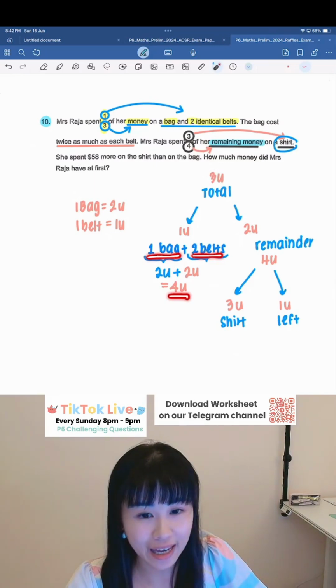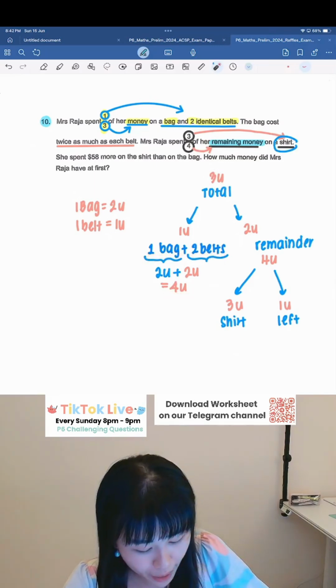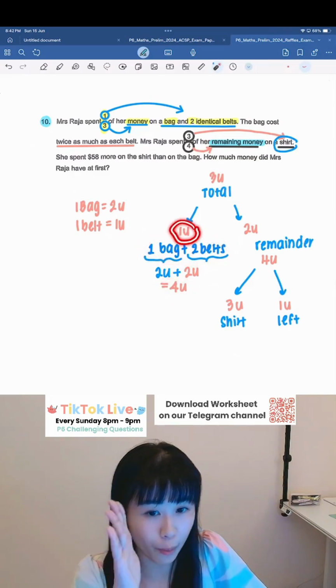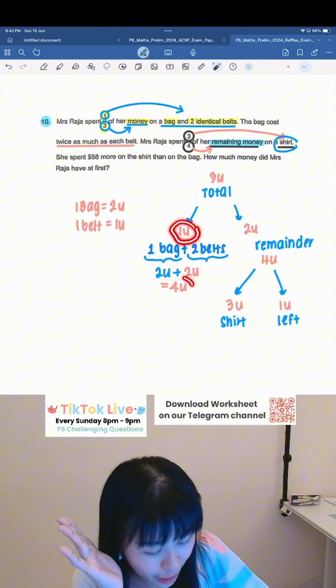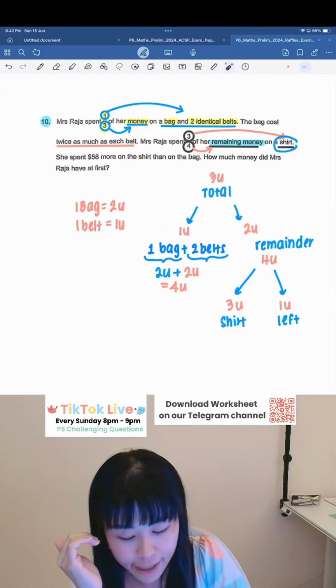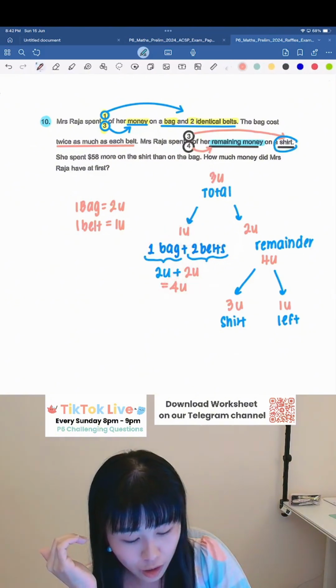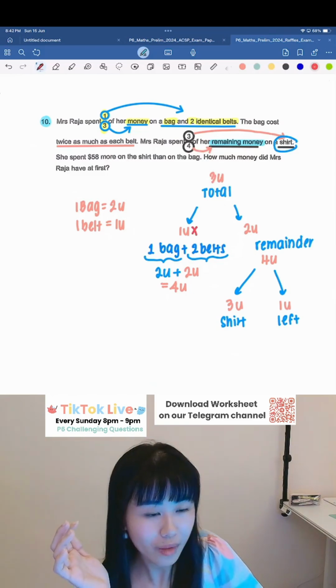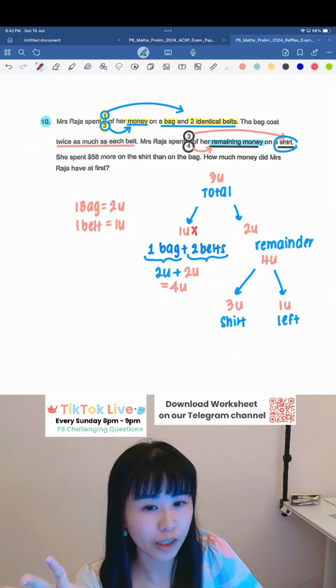If you can understand, then we need to make this 1 bag and 2 belts into 4 units. Currently, from the branch, it was 1 unit, but in actual fact, we need to make it 4. So we need to do something to make it the same. We need to times what? Everyone, how do I make it 4? 1 unit, I must times?